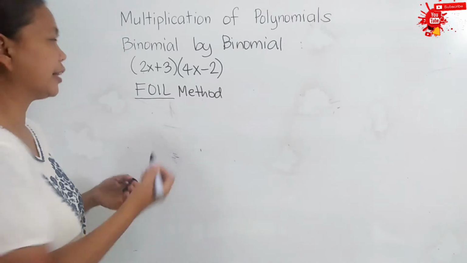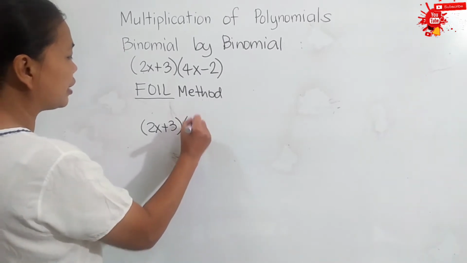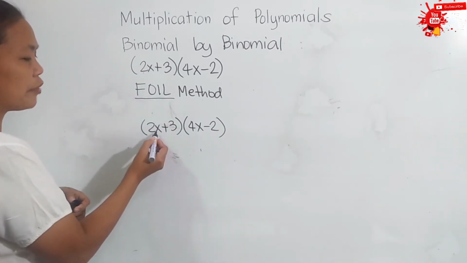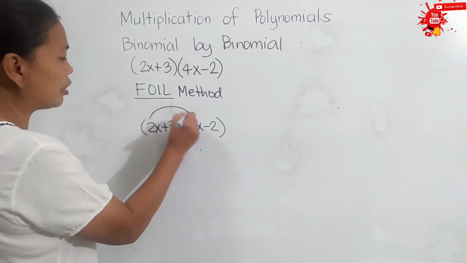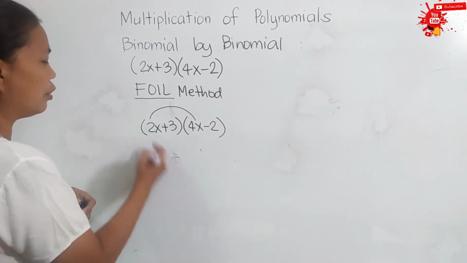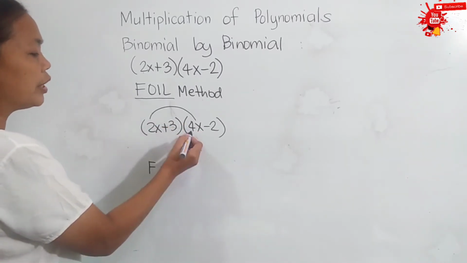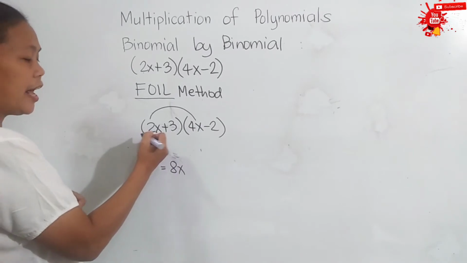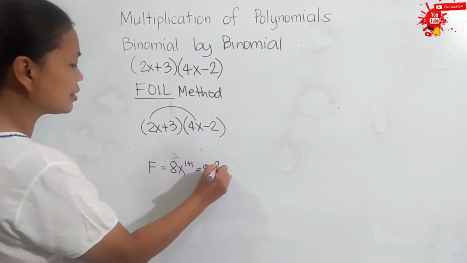So how are we going to do it? So we have here 2x plus 3 times the quantity of 4x minus 2. So let us have here first terms. The first terms of the binomials are 2x and 4x. So it means that we will multiply 2x to 4x. So we have here F, which is equal to 2x times 4x. Again, we will multiply the numerical coefficient. So 2 times 4, we have 8. Then x, same base, we simply add the exponent. So 1 plus 1. So we have here 8x squared.